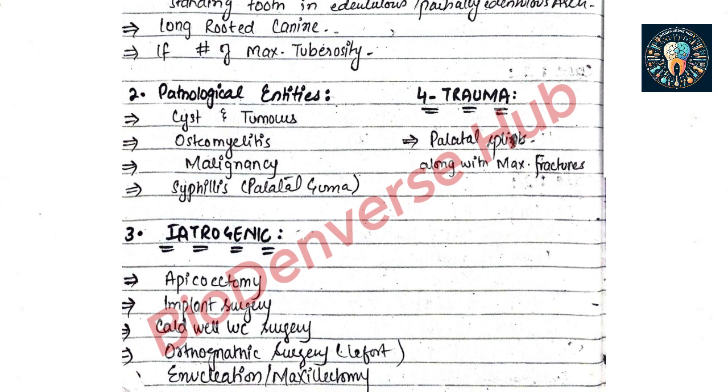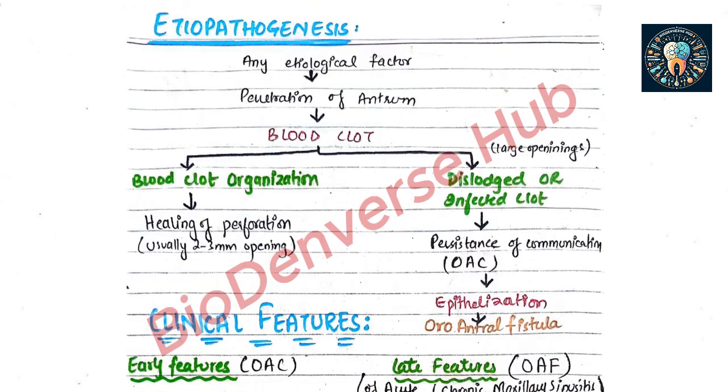That is, if there is a maxillary fracture and that resulted in the palatal split. So these were all the etiological factors and causes of the oro-antral communication and fistula. Now we will be studying the etiopathogenesis. So for example, you have studied all of these etiological factors.